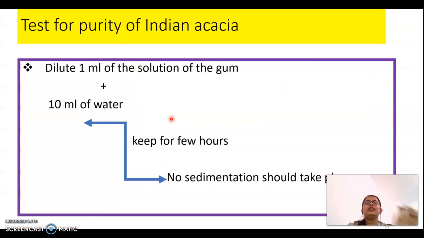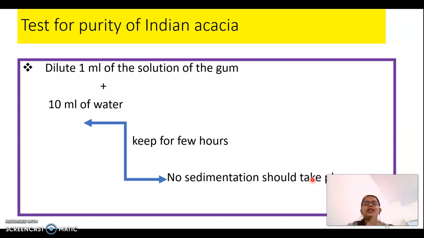Now we will check the purity of Indian acacia, whether it is pure or not pure. First, dilute 1 ml of the gum solution with 10 ml water and keep it for a few hours. No sedimentation should take place. Sedimentation means all the solid particles settle at the bottom of the container. If no sedimentation takes place, it indicates the Indian acacia is pure.